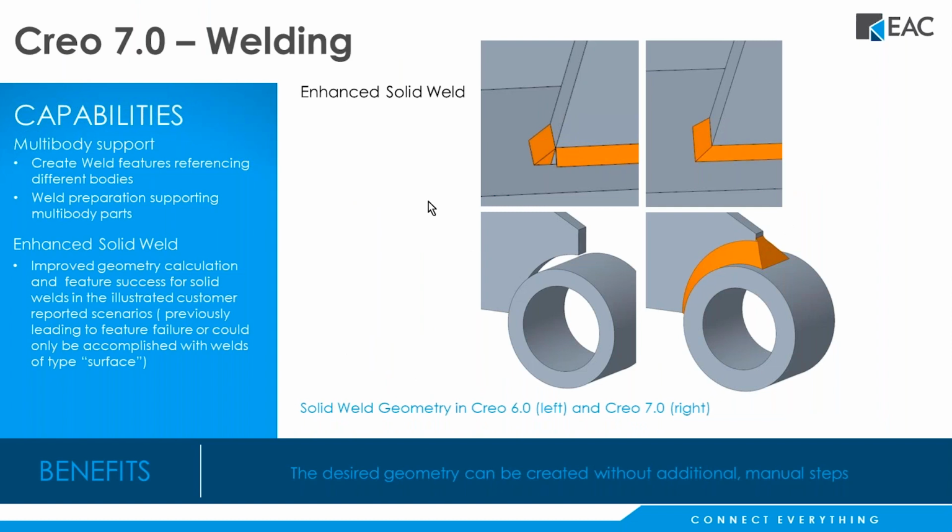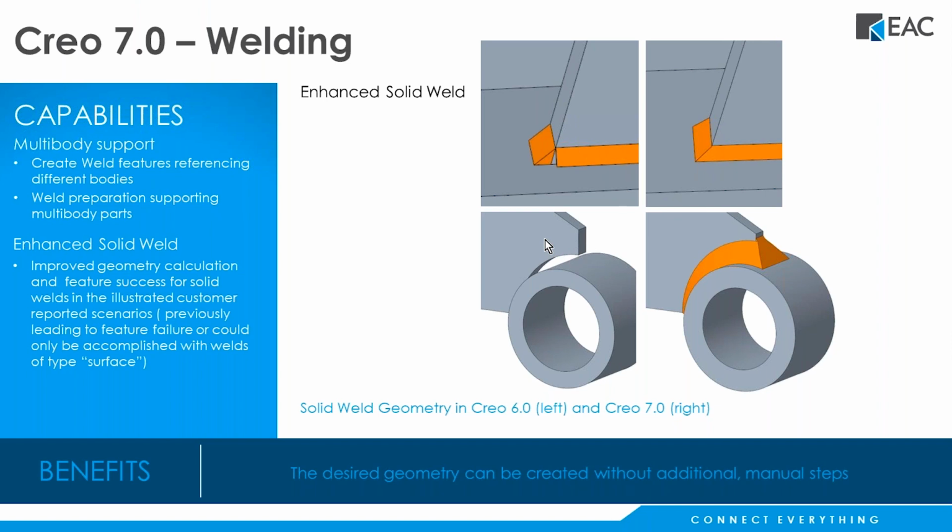In weld, and I won't go through an example of this because I want to do some multi-body stuff with you guys before we run out of time here. But before, when we were putting in solid welds, if you go around corners that aren't square, things like that, it left little gaps. Now they've changed it in 7, so it makes a nice mitered corner around there.